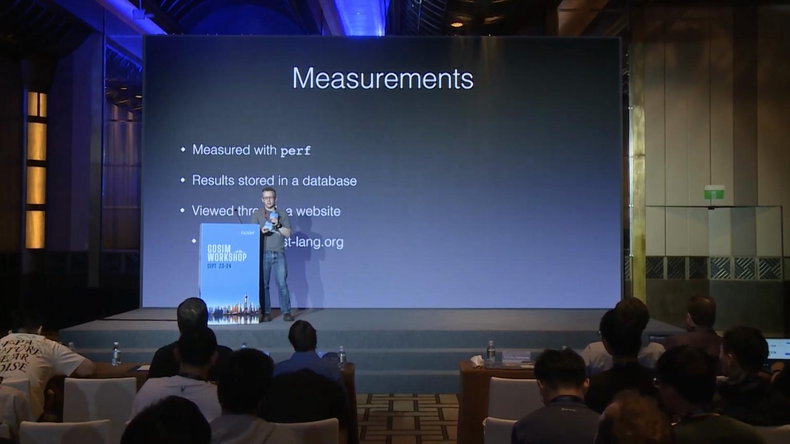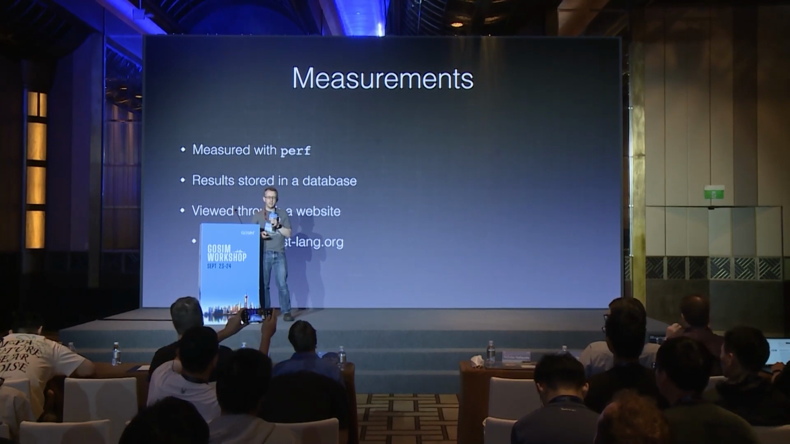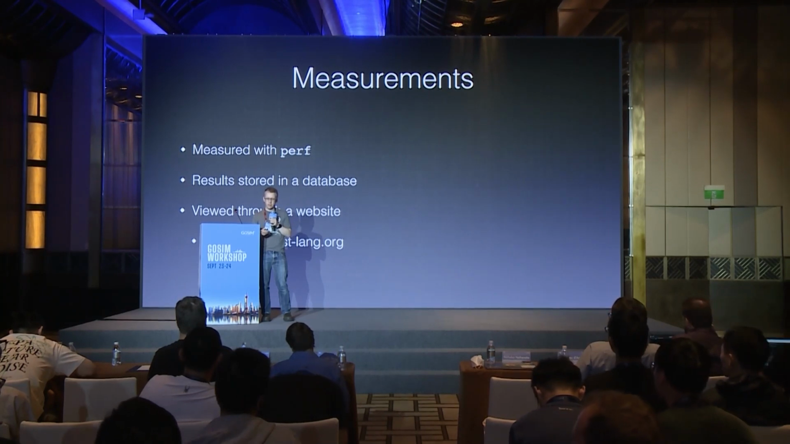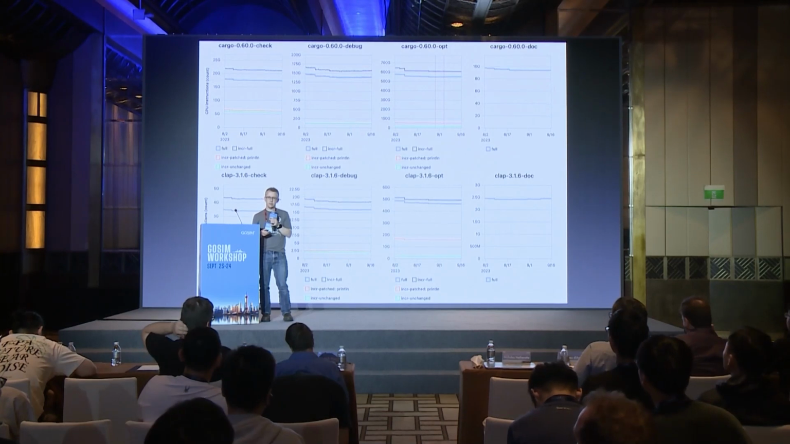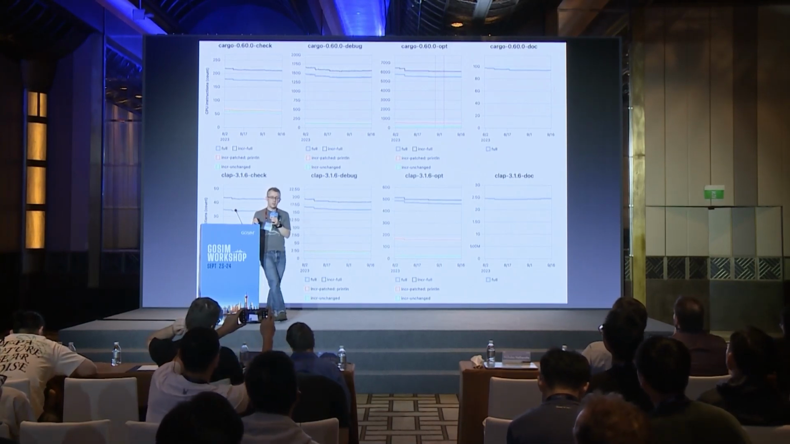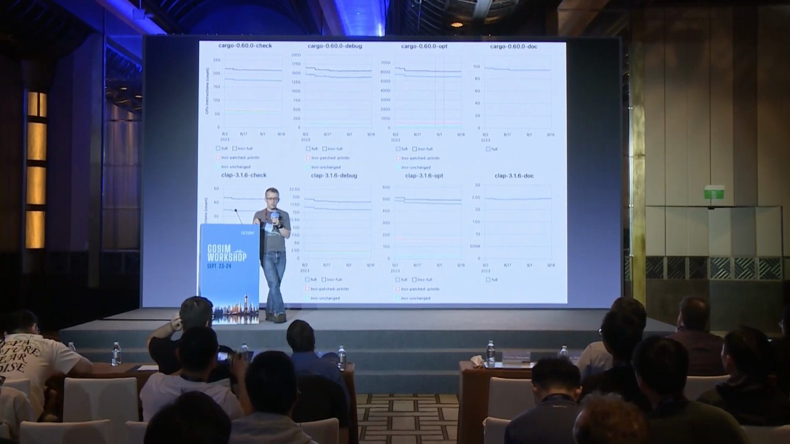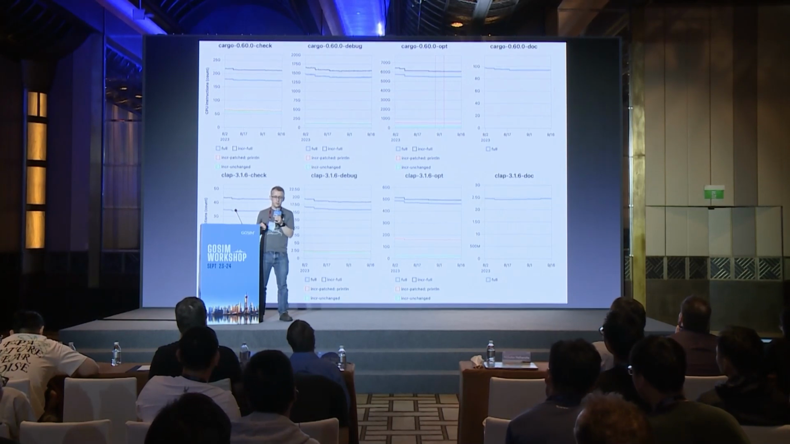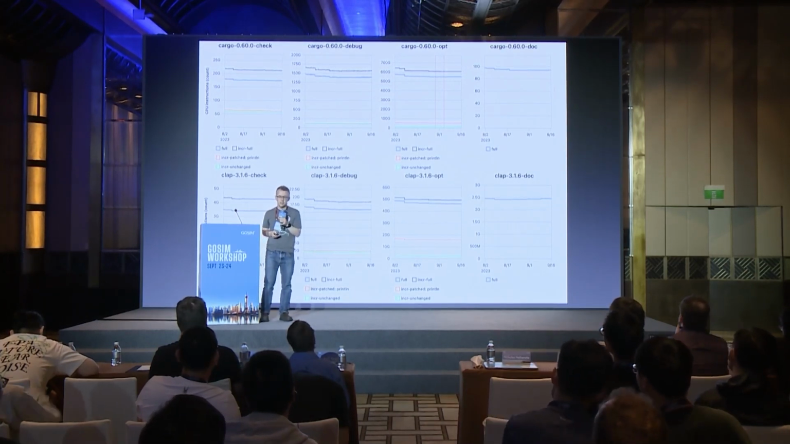In terms of how the measurements are done, we measure them with perf, the standard Linux profiling tool. The results go in a database, and you can view that through a website. Here's an example screenshot from the website. Here we've got 8 different graphs. The top 4 are for one benchmark called cargo-0.60. The bottom 4 are for a crate called clap 3.1.6.